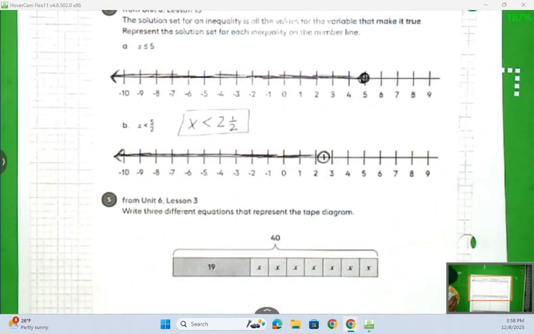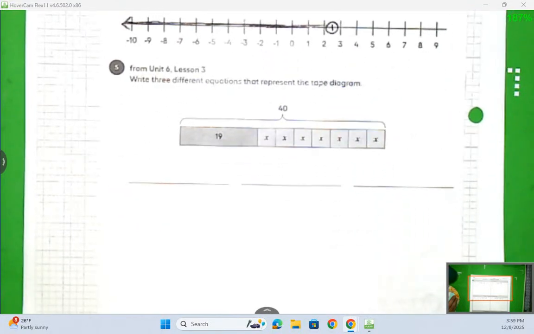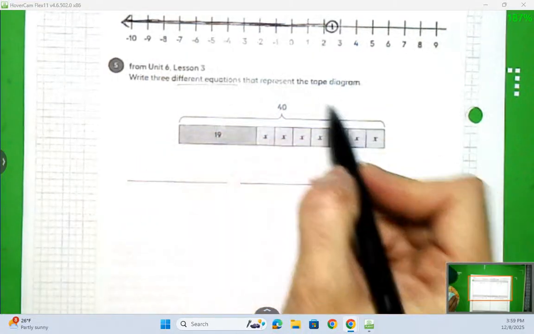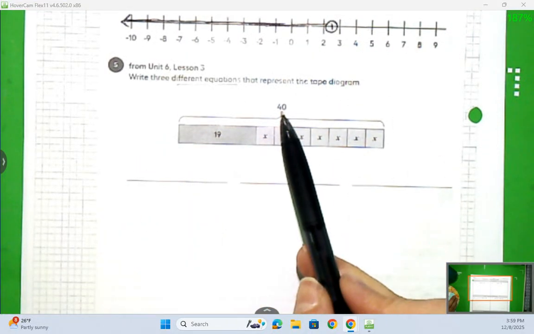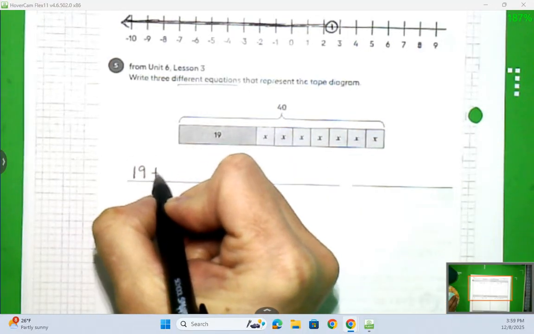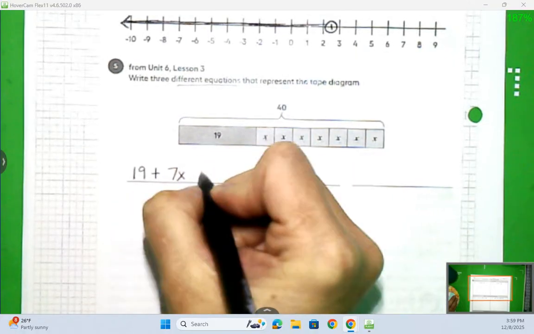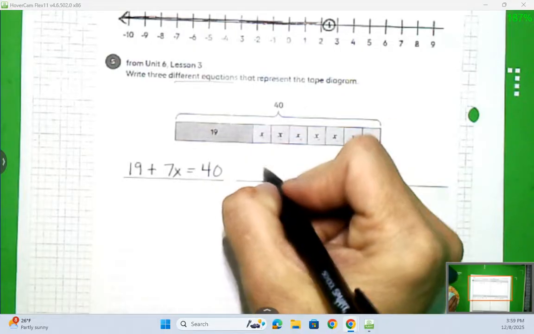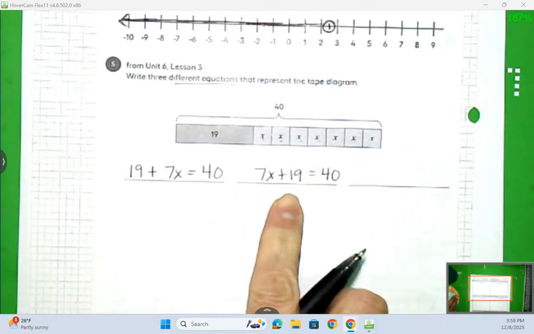Okay, last math problem is looking back at our tape diagrams, and it says write 3 different equations that represent the tape diagram. So the most obvious one is we know that total is 40. So we have here 19 plus 1, 2, 3, 4, 5, 6, 7 x's equals 40. I could swap those two and do 7x plus 19 equals 40 for a different example.